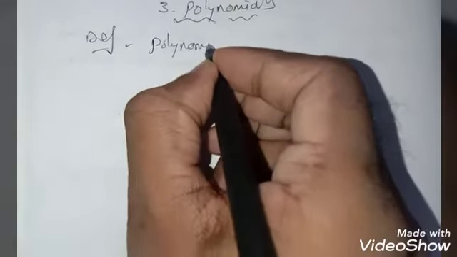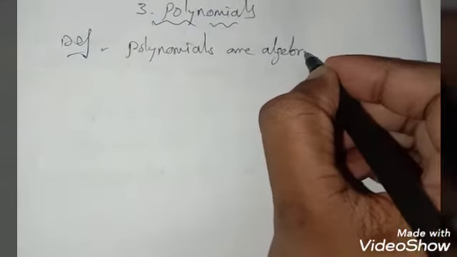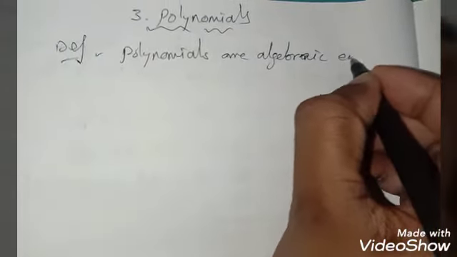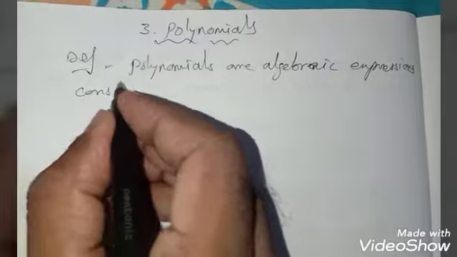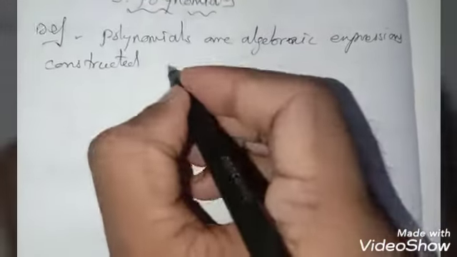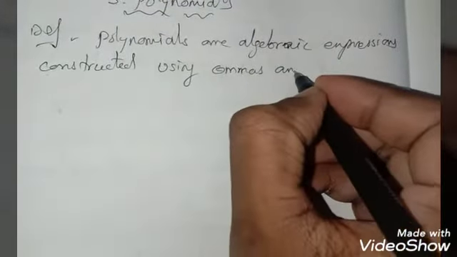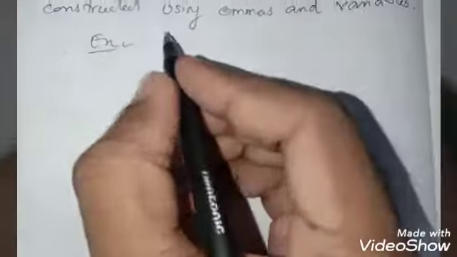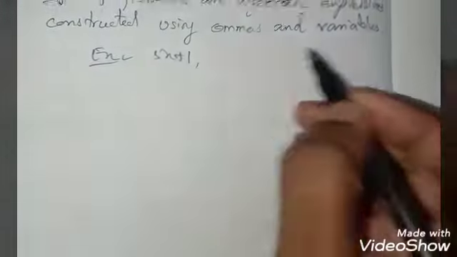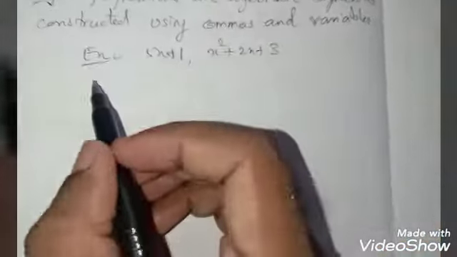Polynomials are algebraic expressions constructed using coefficients and variables. Now if I take an example of this, so example is given as 5x plus 1, or we can write as x square plus 2x plus 3. These are the examples of the polynomials.